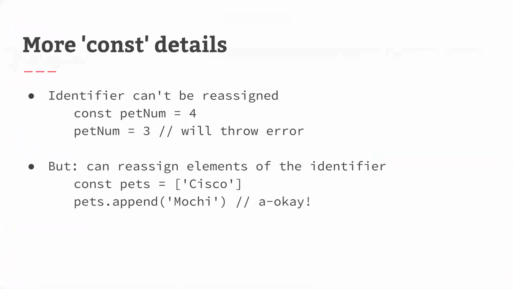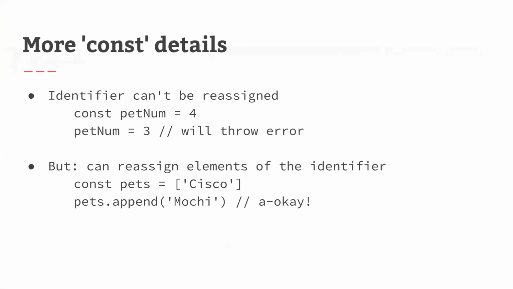All right, let's dig into const a little bit, and then we'll dig into let a little bit. Okay, so const details. A const identifier cannot be reassigned, like we saw with the add 5 before. So if I say pet num is 4 and one of my pets meets an untimely demise, I can't say pet num is 3 if I've defined pet num as a const.